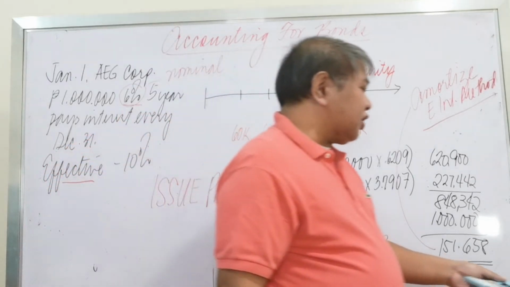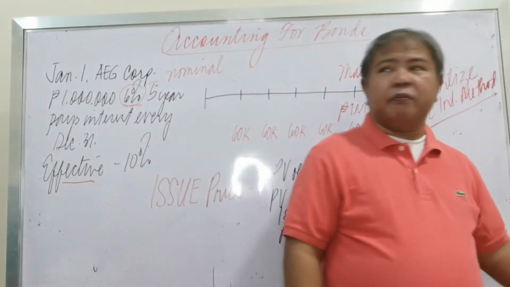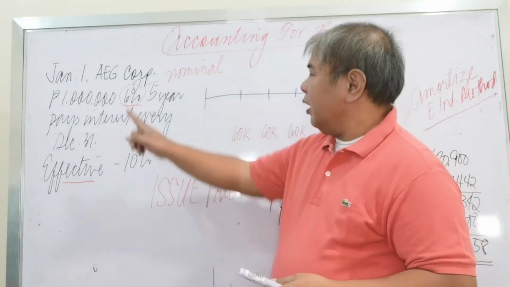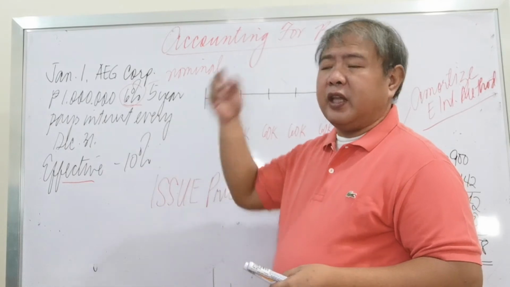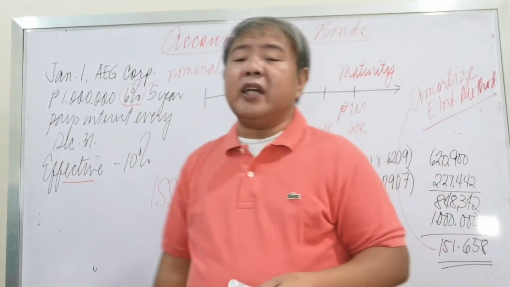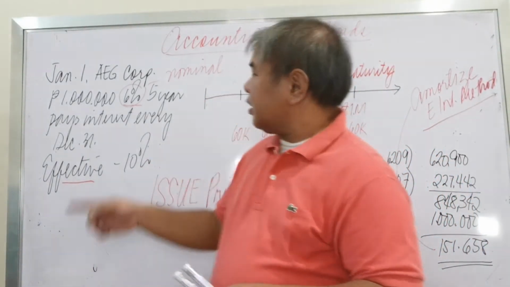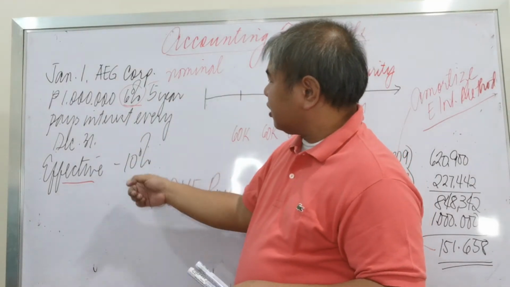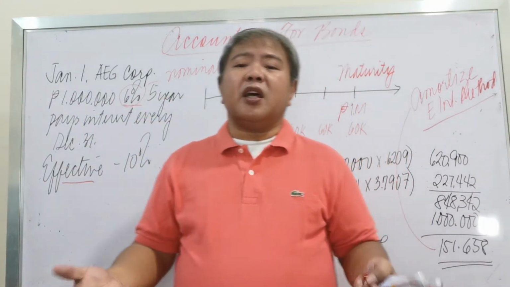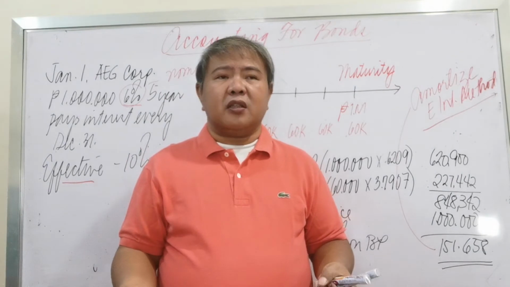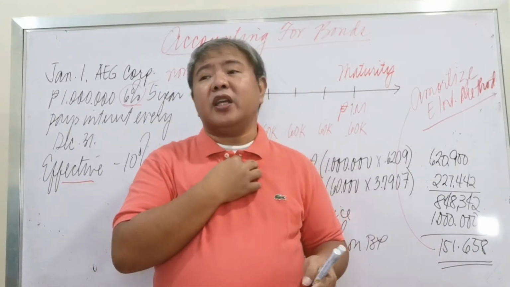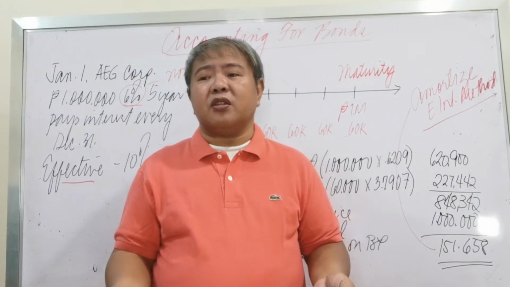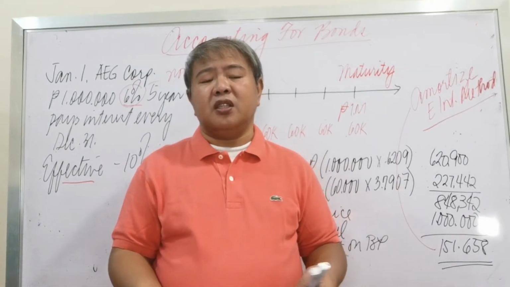Okay? So therefore, one general rule or one generalization we can make is if the nominal rate is lower than the effective rate, then the instrument will be issued at a discount. But if it's the other way around, this is 6 and this is 10, then the bond issuer can what? Can price the instrument at a higher price because he's paying more interest compared to other issuers of bonds in the market.